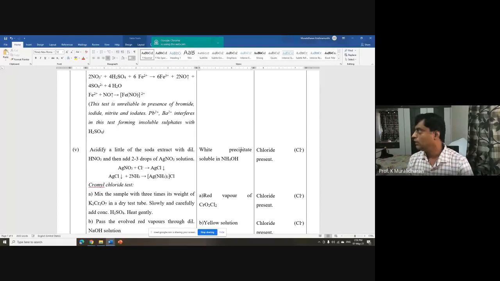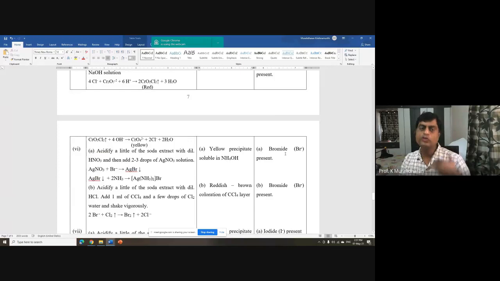Remember that if you are working in industry, in some completely unknown condition, how are you going to confirm whether only one anion is present or two anions are present? No way, right? That means for any experiment, you have to go until the end of all the tests. The absence of all other anions also confirms the presence of the particular anion. I hope you got the point.